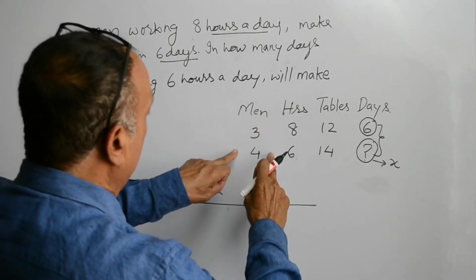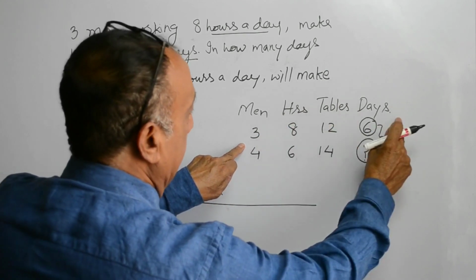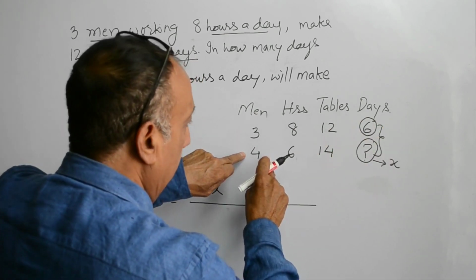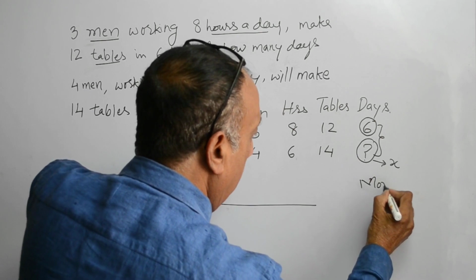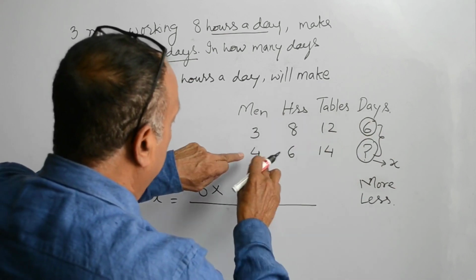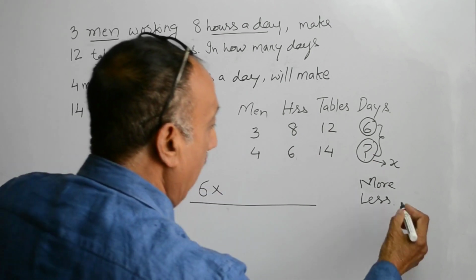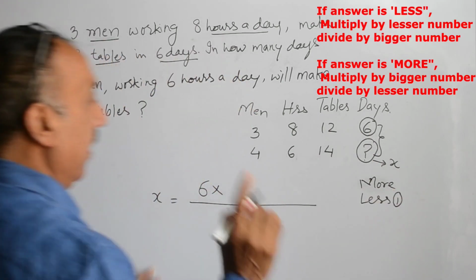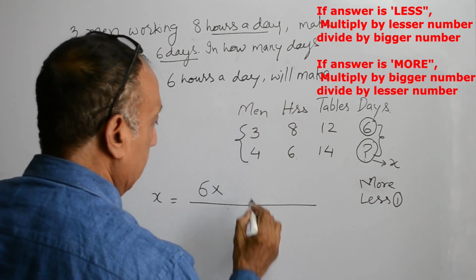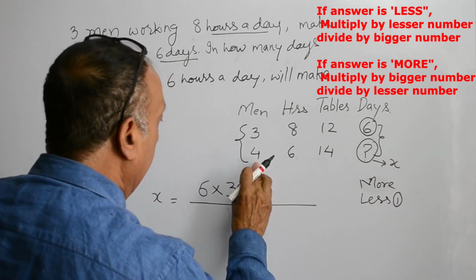Now take one variable at a time. We are taking men first. Compare men with days. 3 men take 6 days. If we employ 4 men, will the days be more or less? 3 men take 6 days. If we employ 4 men, we will take fewer days. So the answer is less. Now see, out of these two, one is more and one is less. If the answer is less, multiply by the lesser number and divide by the bigger number.